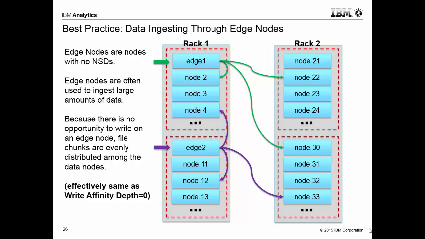So, as a best practice, what we should do is ingest data through an edge node. Now, if you ingest data through an edge node, that is a node that does not have its own local disks, GPFS will then automatically distribute the data evenly across the cluster because it has no opportunity to write to itself first. And this actually aligns with a best practice where all our Hadoop data nodes are on a local private network that is not exposed to the outside. And we have management nodes or edge nodes that are entry points into the cluster. And so if you follow the IBM best practices for building Hadoop clusters, this is automatically taken care of.